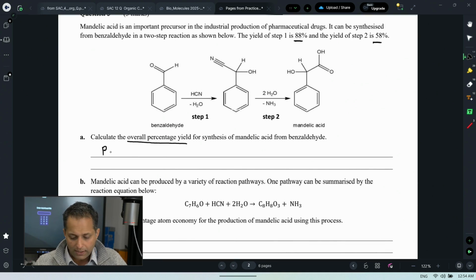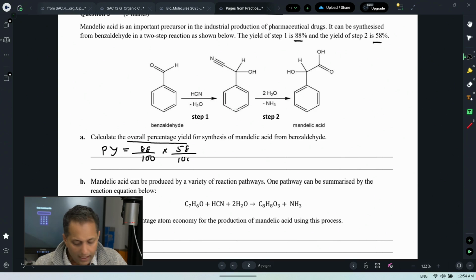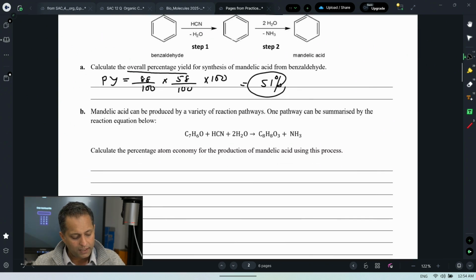What's the formula? Percentage yield is equal to the percentage yield of step number 1, which is 88 divided by 100, times the next one, which is 58 divided by 100, and then you have to times it by 100, which is going to give you 51% overall percentage yield, which is pretty simple.